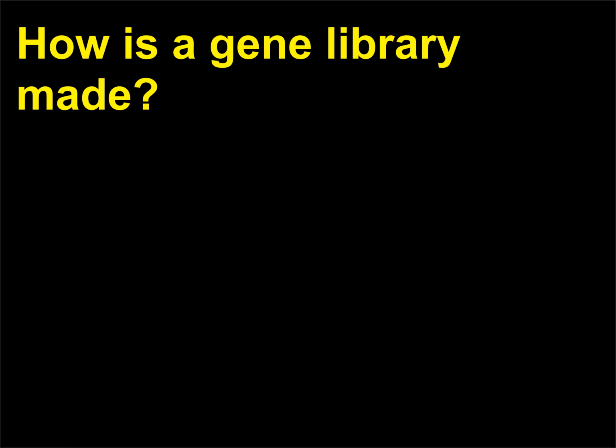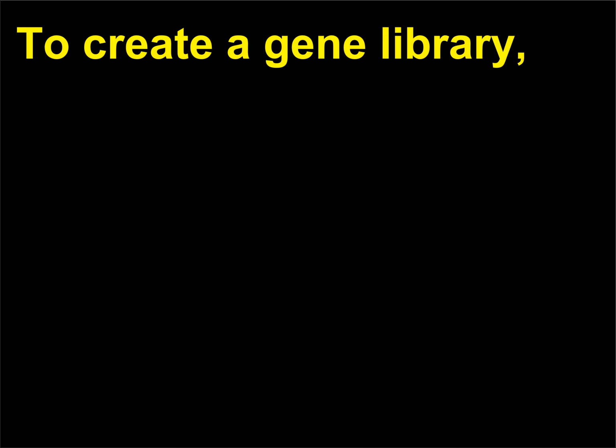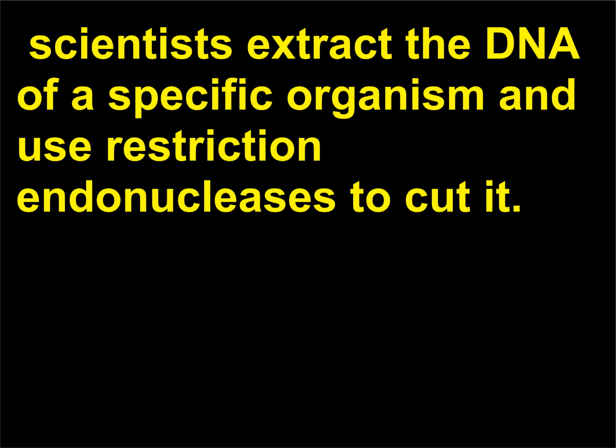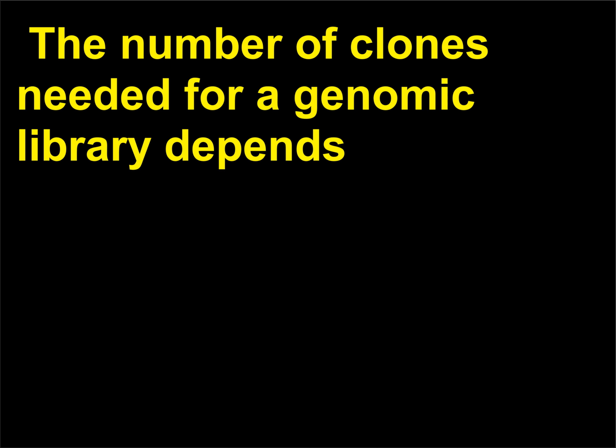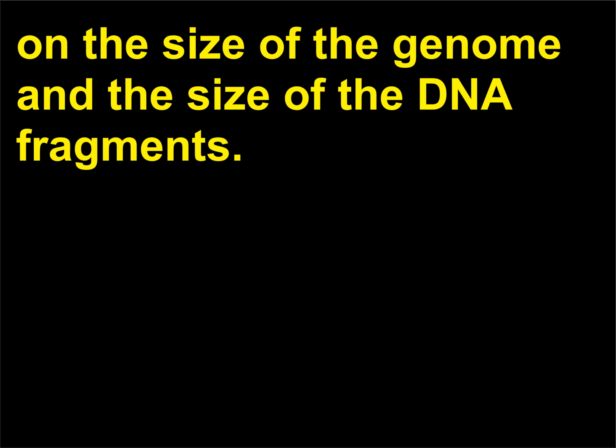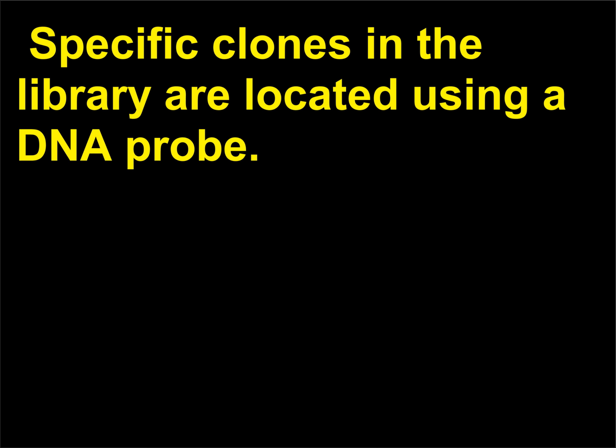How is a gene library made? To create a gene library, scientists extract the DNA of a specific organism and use restriction endonucleases to cut it. The scientists then insert the resulting fragments into vectors and make multiple copies of the fragments. The number of clones needed for a genomic library depends on the size of the genome and the size of the DNA fragments. Specific clones in the library are located using a DNA probe.